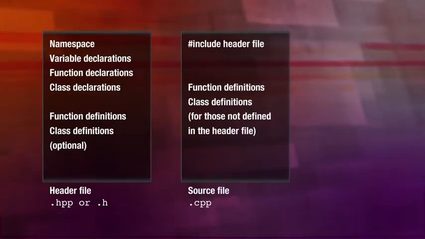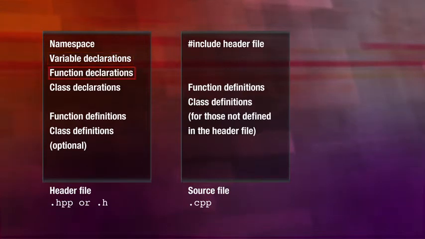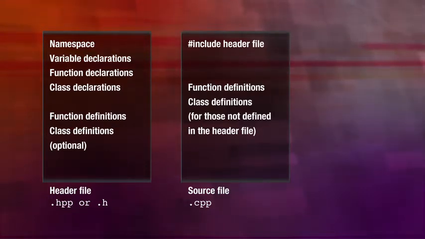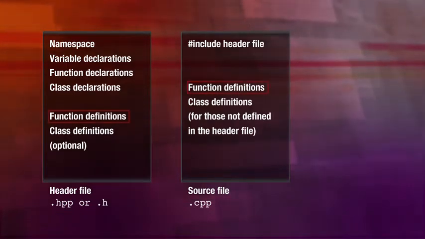Header files usually have a .h or sometimes a .hpp file extension, while source files will have a .cpp extension. Now the header file will contain the namespace, any variables to be defined in that library or namespace, and the function declarations. The function declarations are just the header part of the function, not including the curly braces. The declaration is a way of saying there will be a function with this signature, but not actually saying how that function is implemented. The actual implementation is called the definition.